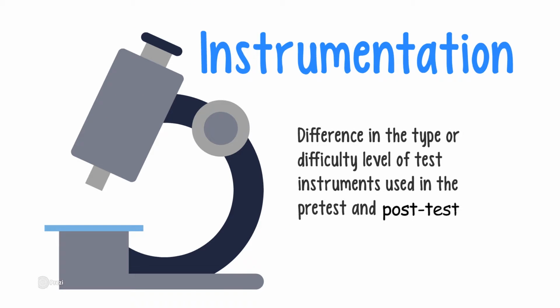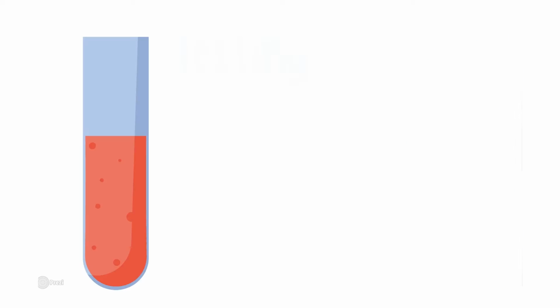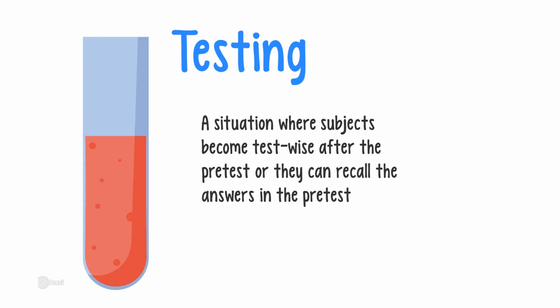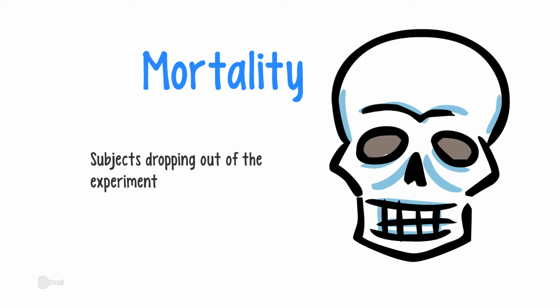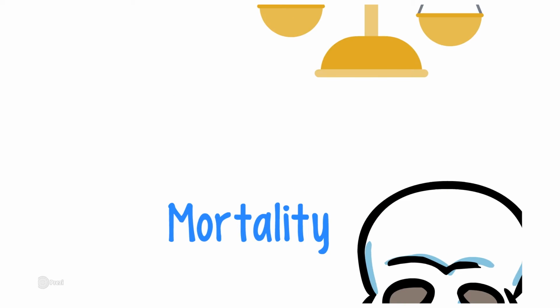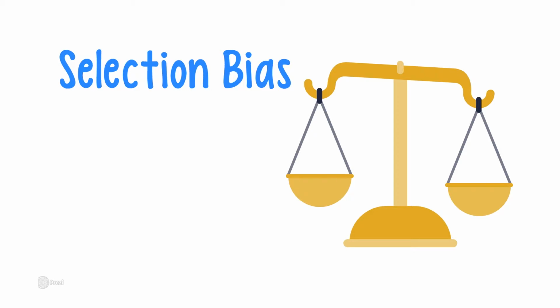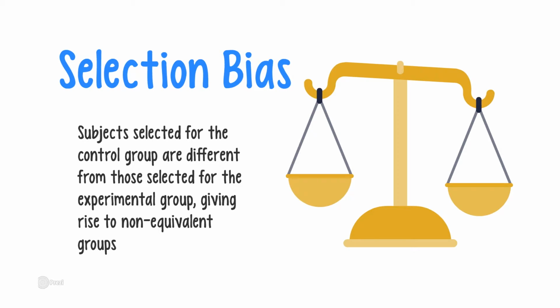Instrumentation is the difference in the type or difficulty level of test instruments used in the pre-test and post-test. Testing refers to the situation where subjects become test-wise after the pre-test, or they can recall the answers in the pre-test. Mortality means subjects, especially those of a particular characteristics, example, low ability, drop out of the experiment.